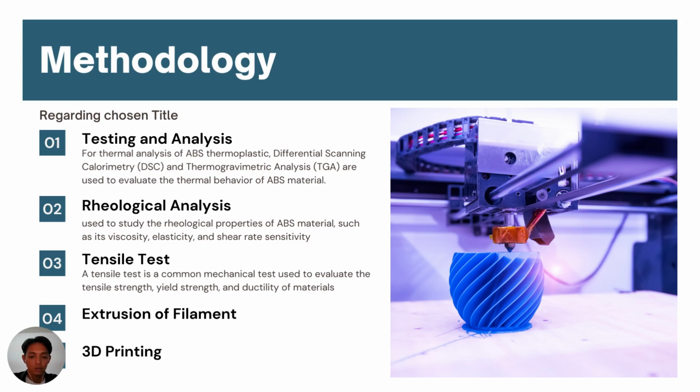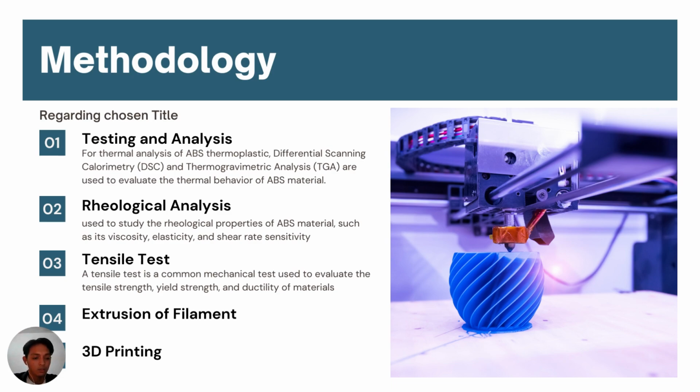Next is the methodology. The methods that will be used in my final project are, first, testing and analysis. For thermal analysis of ABS thermoplastic, I'll be using differential scanning calorimetry and thermogravimetric analysis, TGA, to evaluate the thermal behavior of ABS material. Second, I'll use rheological analysis to study the rheological properties of ABS material, such as its viscosity, elasticity, and shear rate sensitivity.